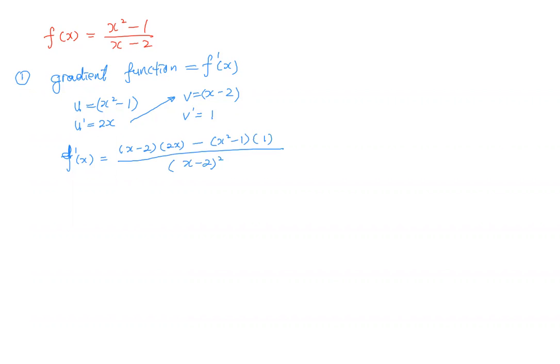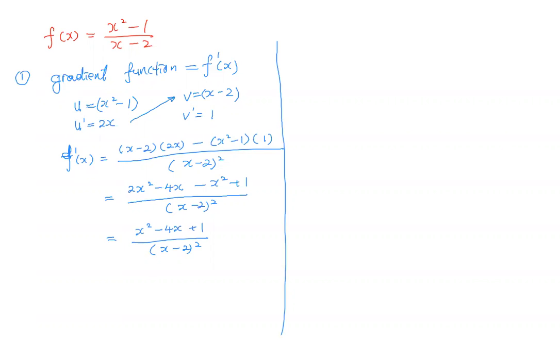Right? Okay, then expand the top. Expand carefully. So this will be x squared minus 4x plus 1 over x minus 2 squared.